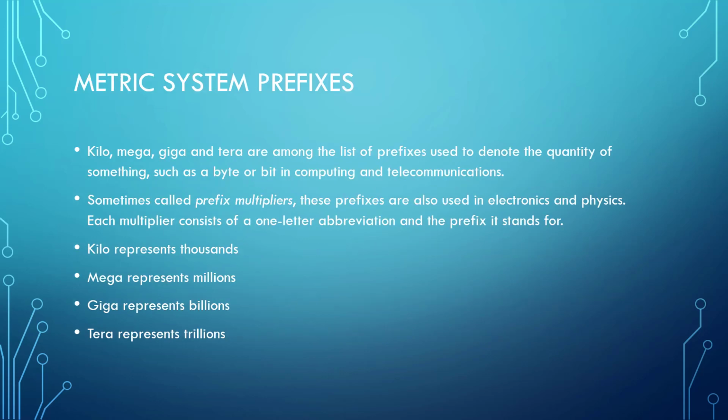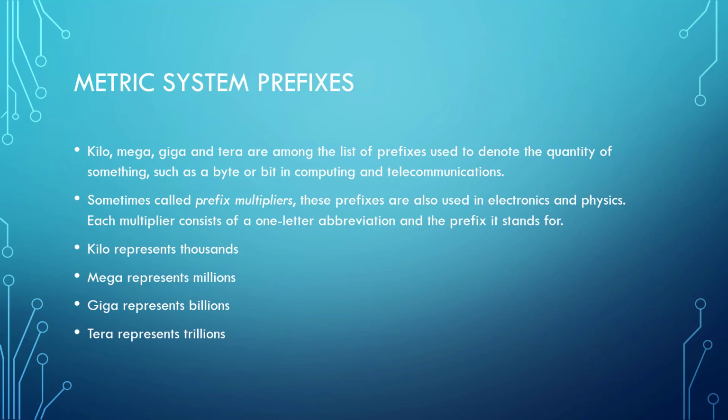So these metric system prefixes, you've heard them, kilo, mega, giga, and tera are among a list of the prefixes used to denote the quantity of something, such as a byte or a bit in computing and telecommunications. Sometimes called prefix multipliers, these prefixes are also used in electronics and physics. Each multiplier consists of a 1-letter abbreviation and the prefix it stands for.